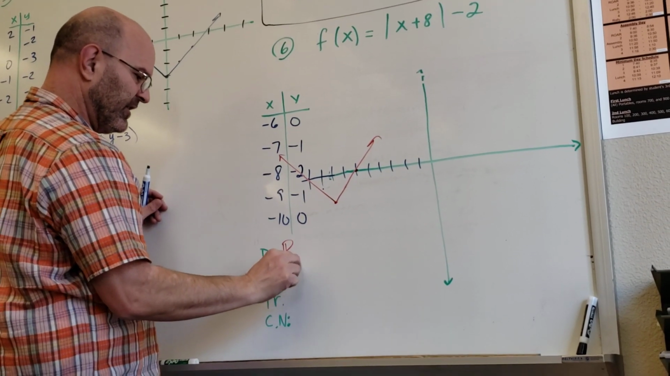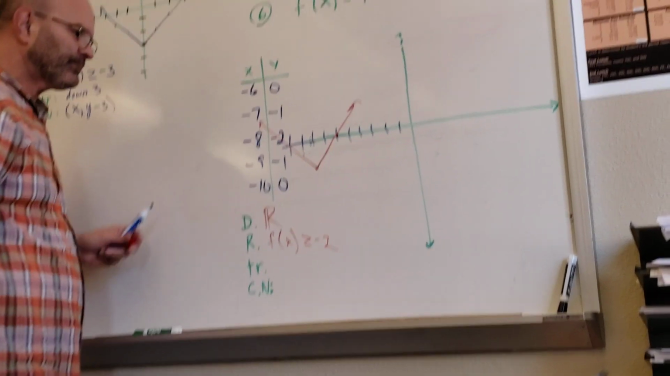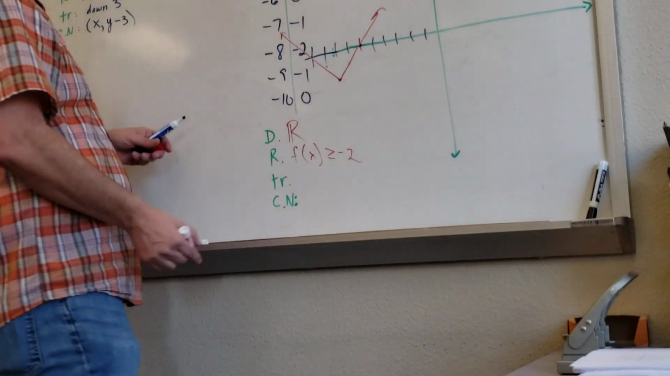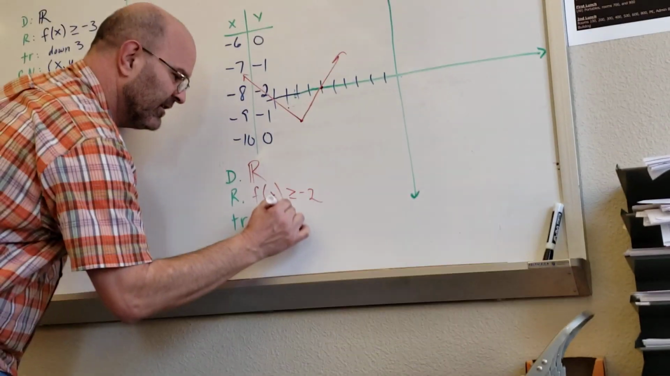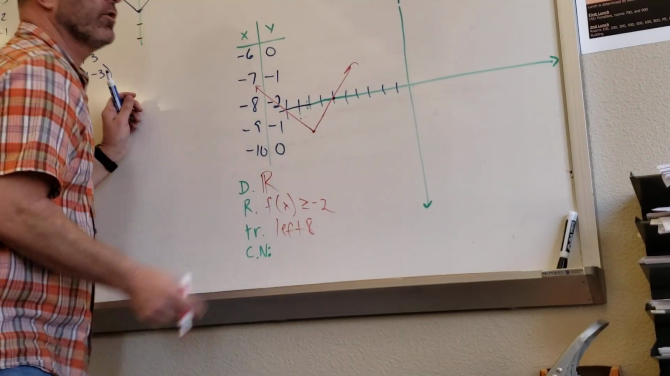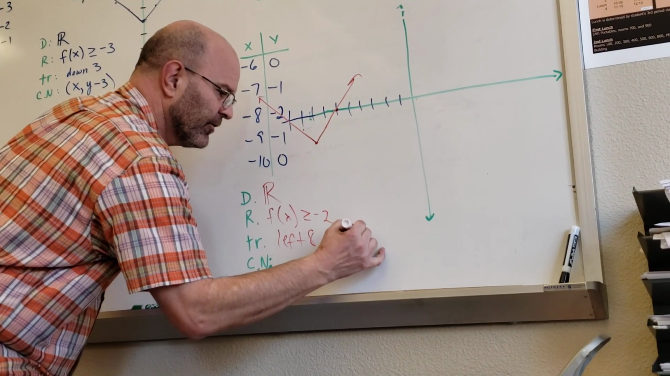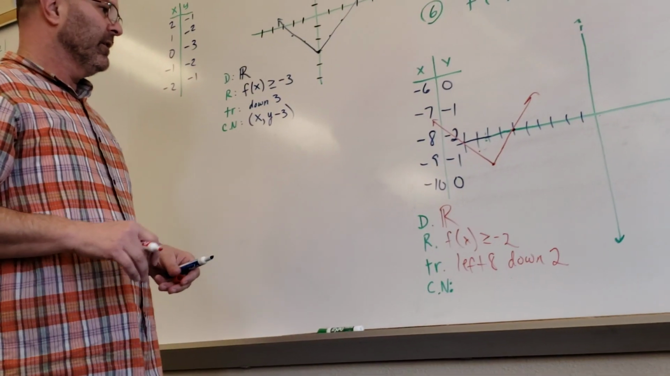So that is f of x is greater than or equal to -2. The translation, you need to give me both translations for full credit here. We're going left 8. And we're also going down 2. So this is our only one that has 2 translations, excuse me.